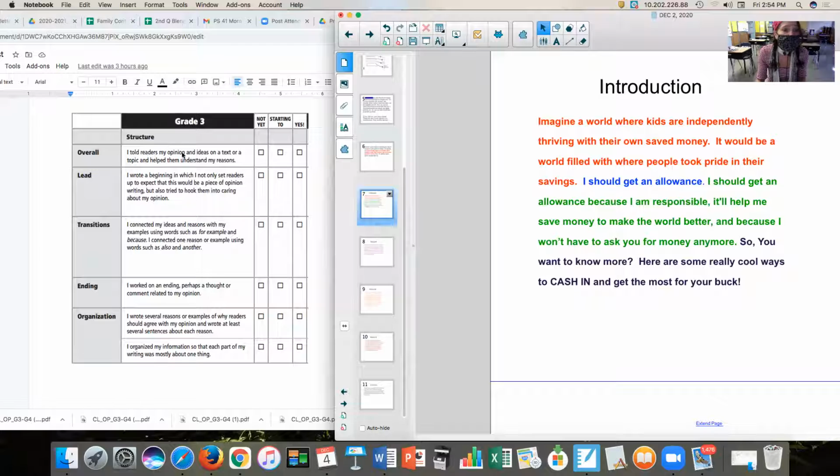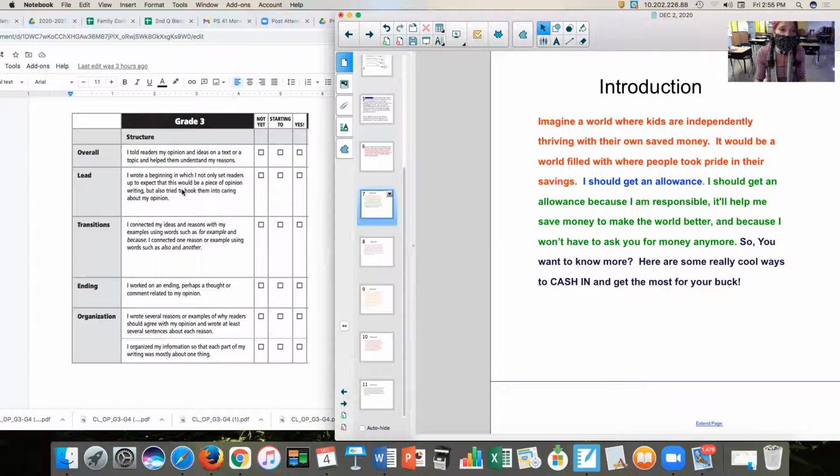I told readers my opinion and ideas on a text or a topic and help them understand my reasons. It says on a text because sometimes you will write an opinion piece about a piece of writing. So you might read the story and write an opinion piece about it. We're not doing that. We're just doing it on an idea that you have or a topic. All right? So yeah, if you wrote this essay and you have an introduction and 3 reasons and a conclusion, then you did tell your readers your opinion about something and you can give yourself a check.